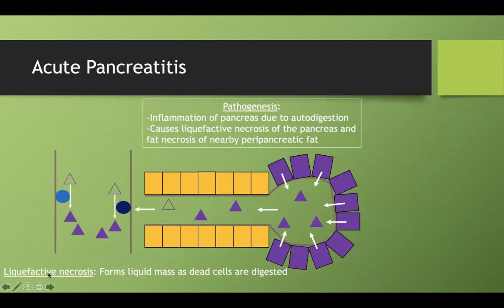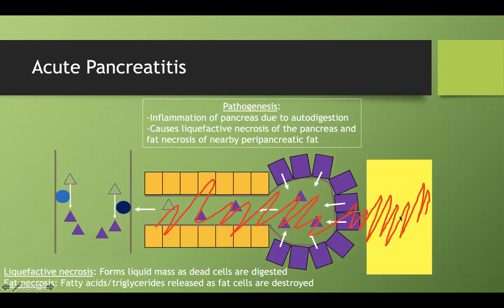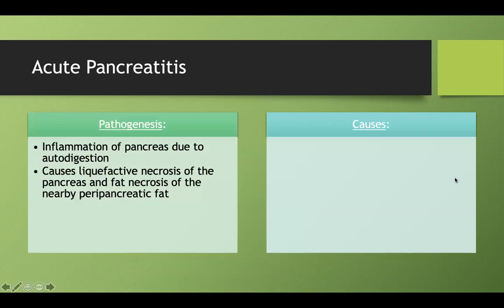So as you can see here in liquefactive necrosis, dead cells are forming this liquid mass. You'll see this in the pancreas, and you'll also see this in the brain, because liquefactive necrosis is stereotypic of that region. Another thing we should talk about is fat necrosis. What happens here is that as the inflammation progresses, you can affect the nearby peripancreatic fat. And then in fat necrosis, you'll have fatty acids and triglycerides getting released from this damaged region. So it's important to distinguish both of those types of necrosis.